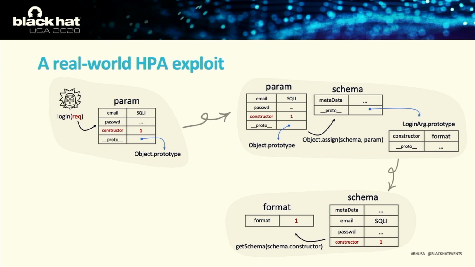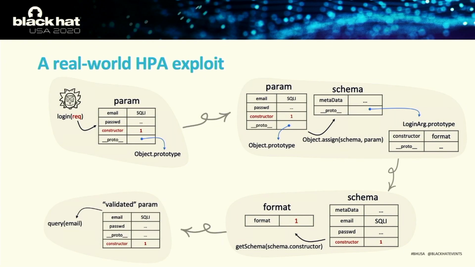To bypass the input validation, we just need to set the format specification to an invalid value, so our injection payload can escape the check. The last step is much more straightforward. The validated payload then flows into the sensitive database API to finish the entire attack. So this is how the entire HPA exploit works.